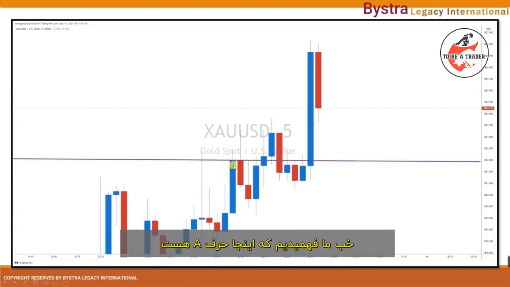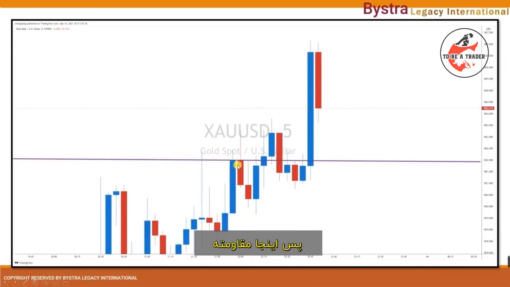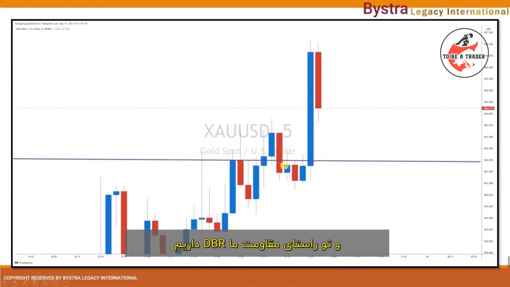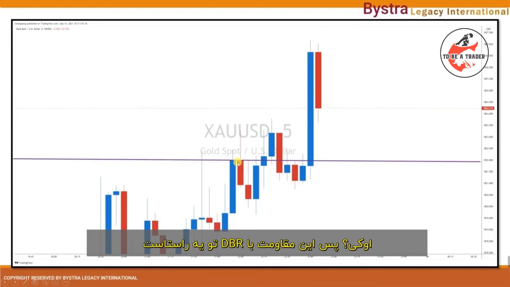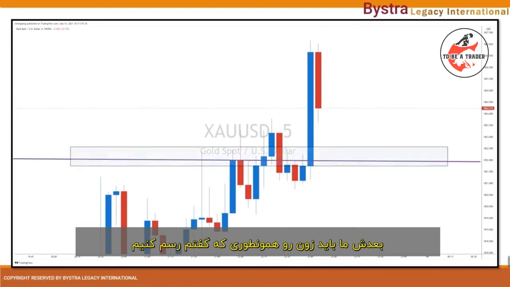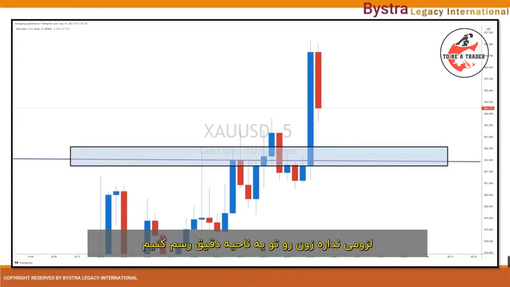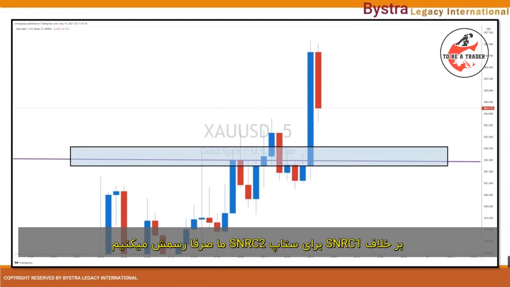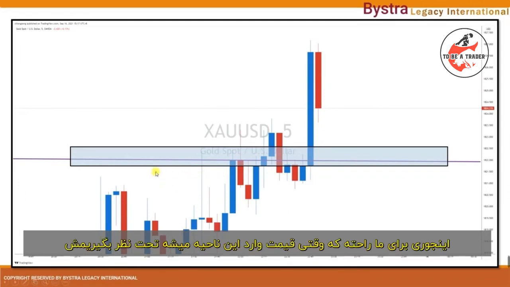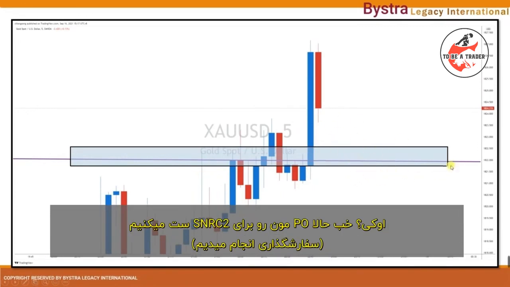So we found out here, this is the capital letter A. So this is the resistance. And aligned with the resistance, we have the drop base rally. This resistance is aligned together with the drop base rally. Next, we should mark the zone. Like I said earlier, the zone we don't have to mark at the exact place, not like the SNRC1. For SNRC2, we just mark it so that it is easy for us to monitor when the price comes back to this area.